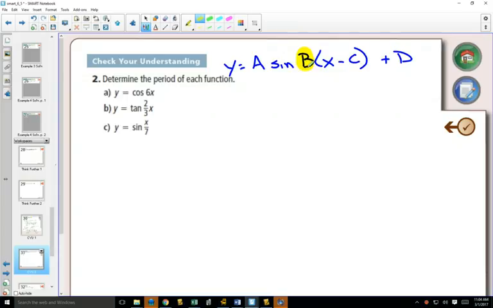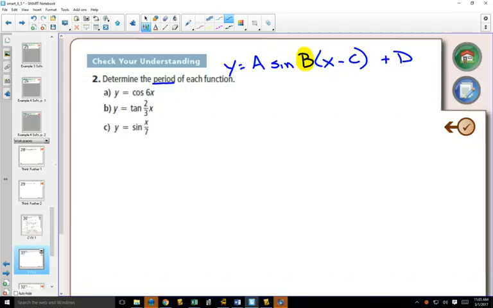Compression. We would multiply by 1/6. And in B, where we have the 2/3, it would be a horizontal stretch. We'd multiply by 3/2. And in C, where we have x over 7, we could think of that as a 1/7 x. That would also be a stretch by a factor of 7. Okay? Now, this question is asking for the period. So your a value affects your amplitude. We're going to find out our b value affects our period.